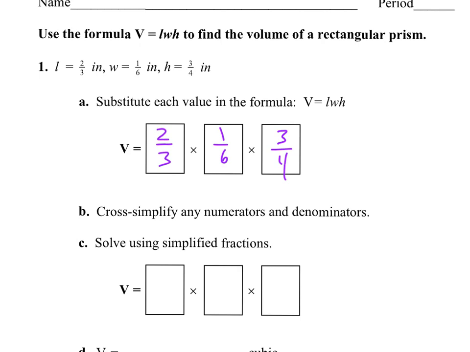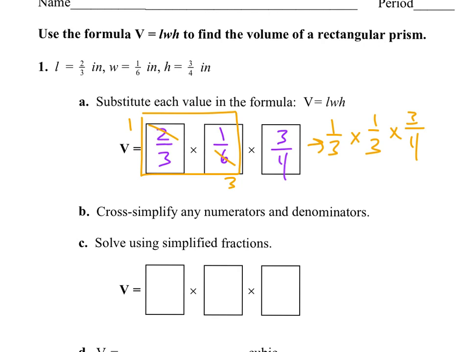Now for part B, it says cross simplify any numerators and denominators. Let's grab the first two fractions, 2/3 times 1/6, and cross simplify if we can. What's the greatest common factor of 2 and 6? It is 2. So 2 divided by 2 is 1, and 6 divided by 2 is 3. Let's rewrite that off to the right. So I've got 1/3 times 1/3 times 3/4.